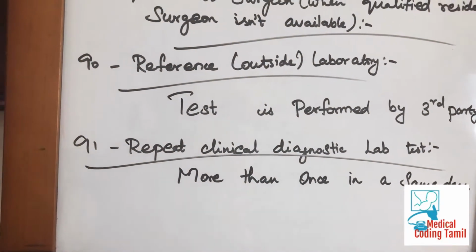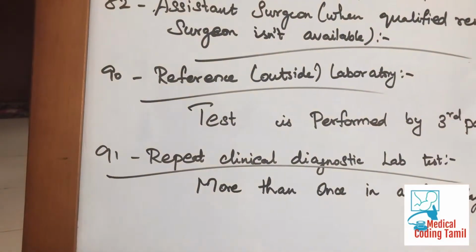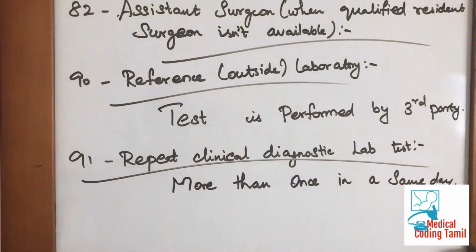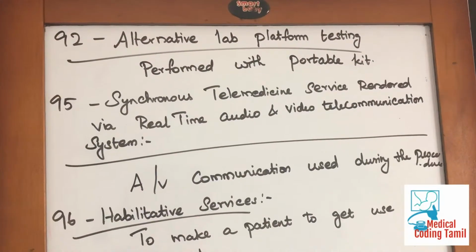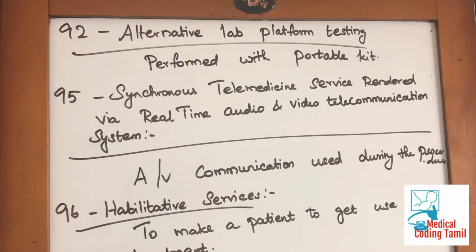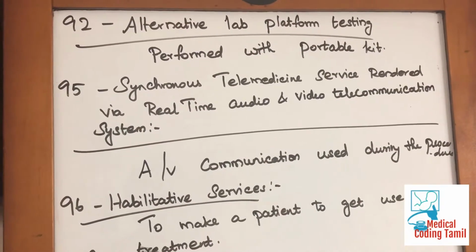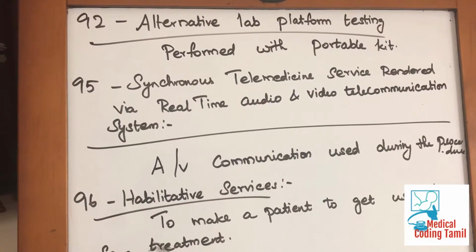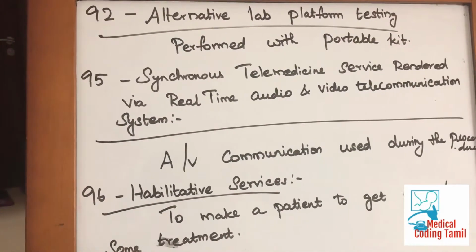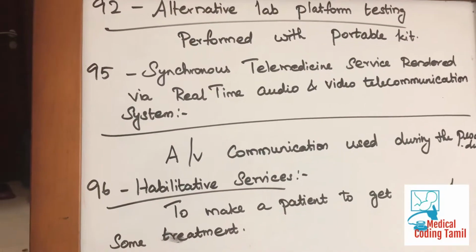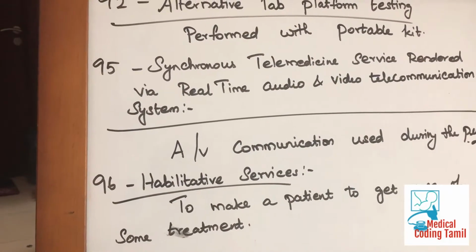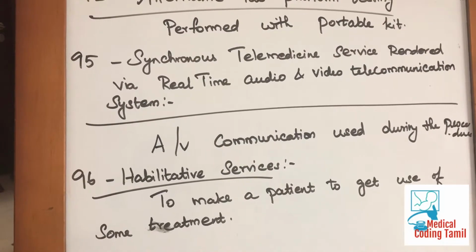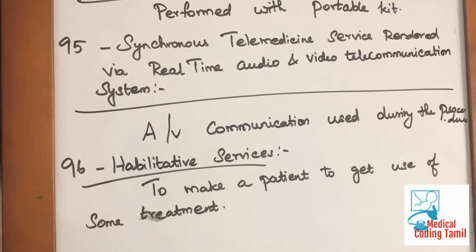And modifier 91, repeat clinical diagnostic lab test more than once on the same day. If the lab test is performed more than once on the same day, then we have to use modifier 91. And modifier 92 is for alternative lab platform testing, which means the lab test is performed with a portable kit. Modifier 95 is for synchronous telemedicine service rendered via real-time audio and video telecommunication system.